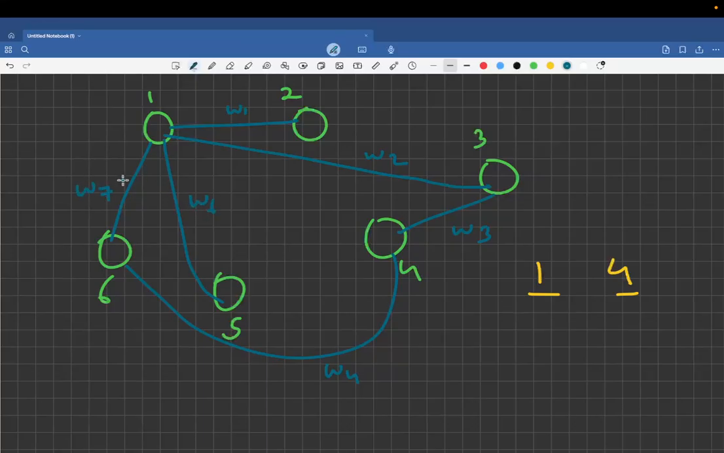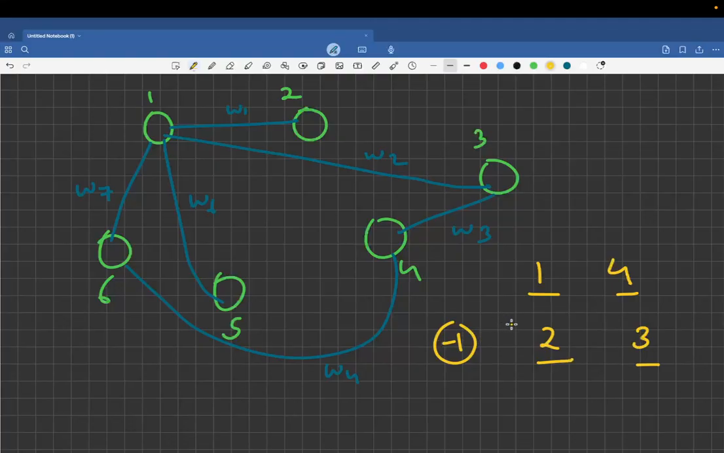So there will be q queries. Queries will be of this type, like let's suppose 1, 4. This means that you need to print the shortest path from node 1 to node 4. Then there may be a query like, let's suppose, 2, 3. In this case, you need to print the shortest path from 2 to 3. And if, let's suppose, the path does not exist, you need to print minus 1. This is what the problem is.